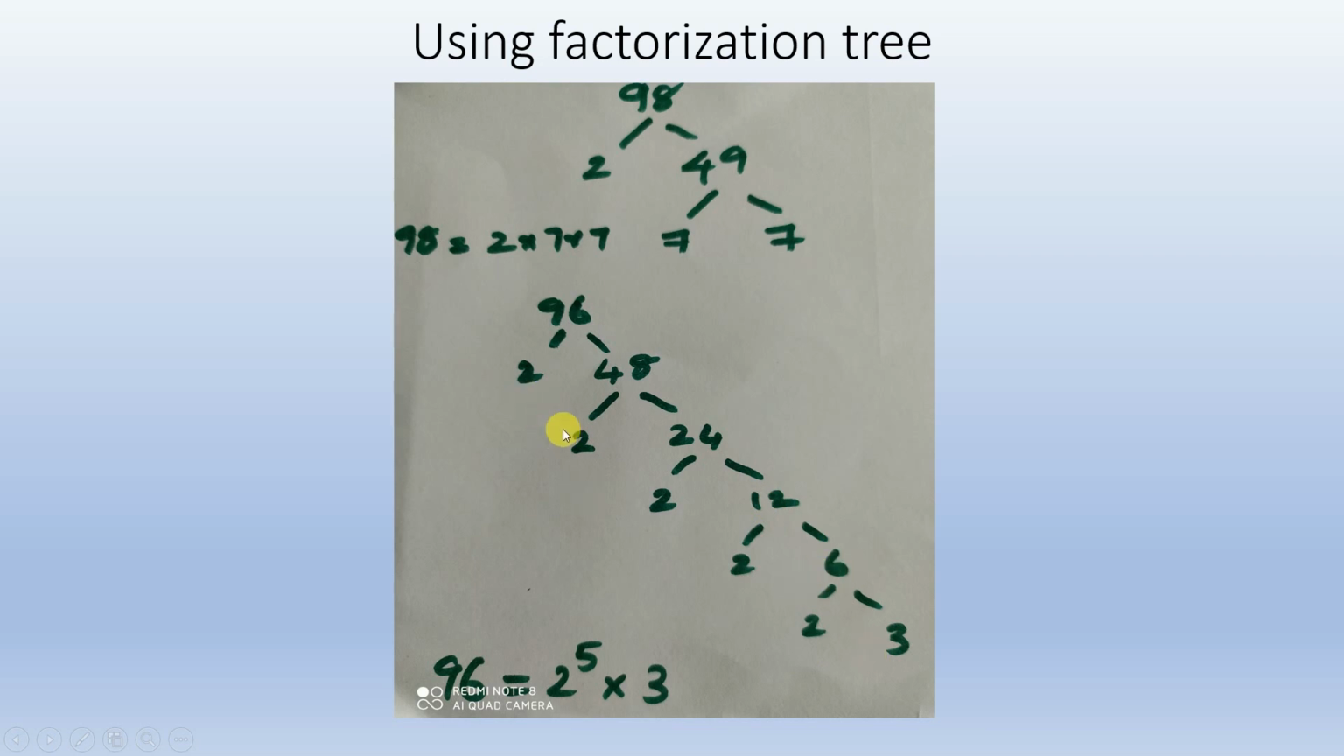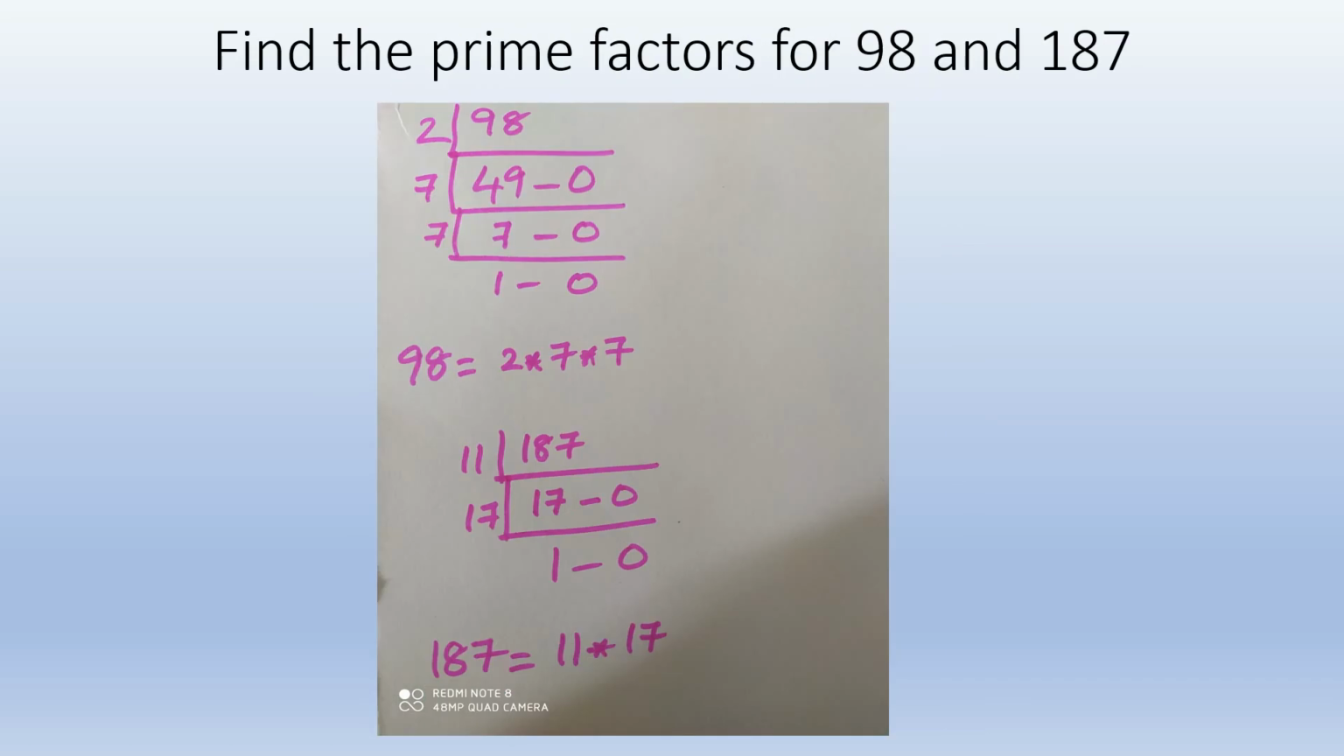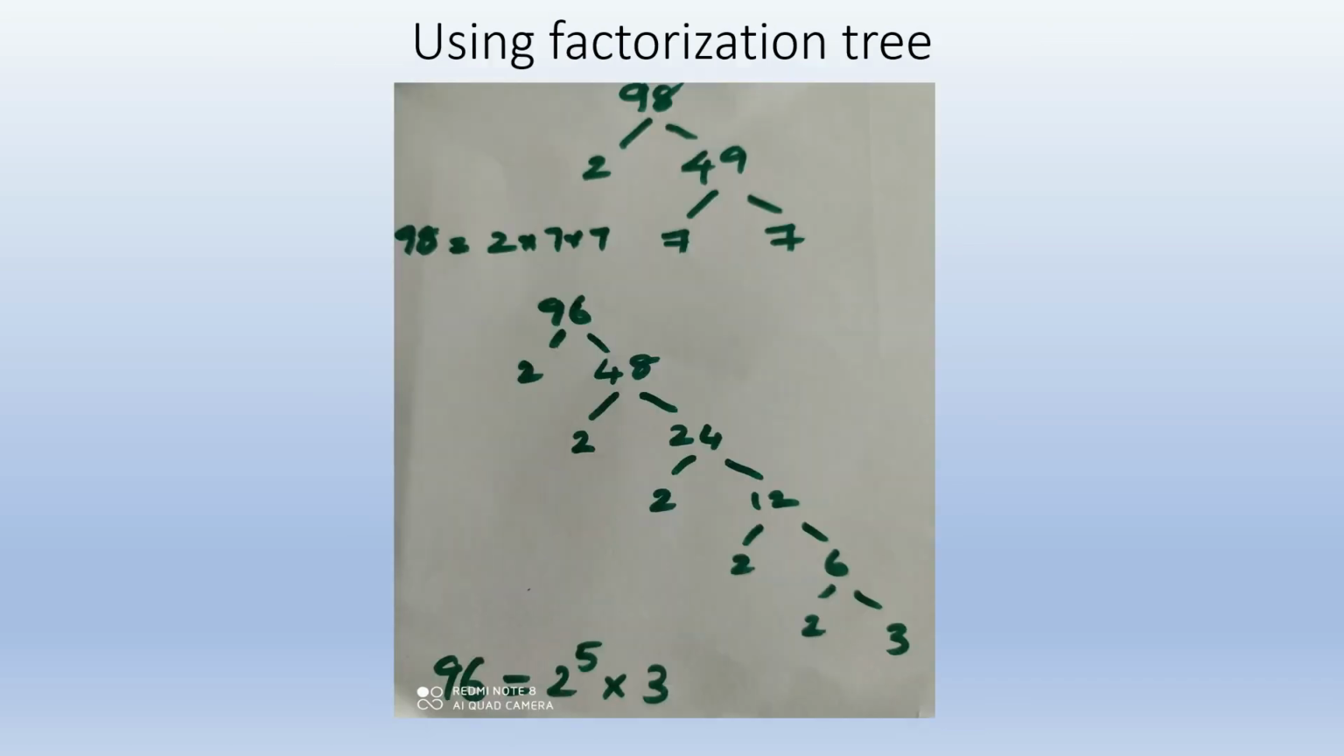So how many 2s do you have? 5 2s you have. So 2 power 5 into 3 is 96. 2 power 5 is 32. 32 into 3 is 96. This is how you find the prime factors. Two techniques I have given. This is the division technique and this is the factorization tree technique. These prime factors are a very important concept. So I'll end the session here.